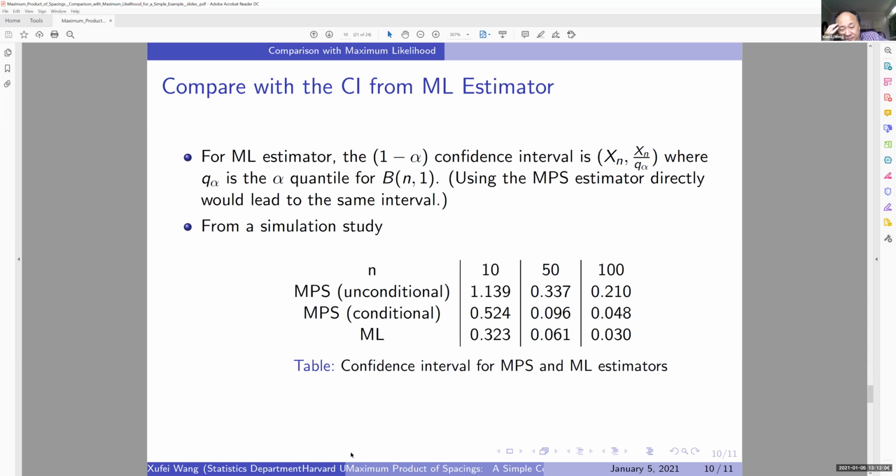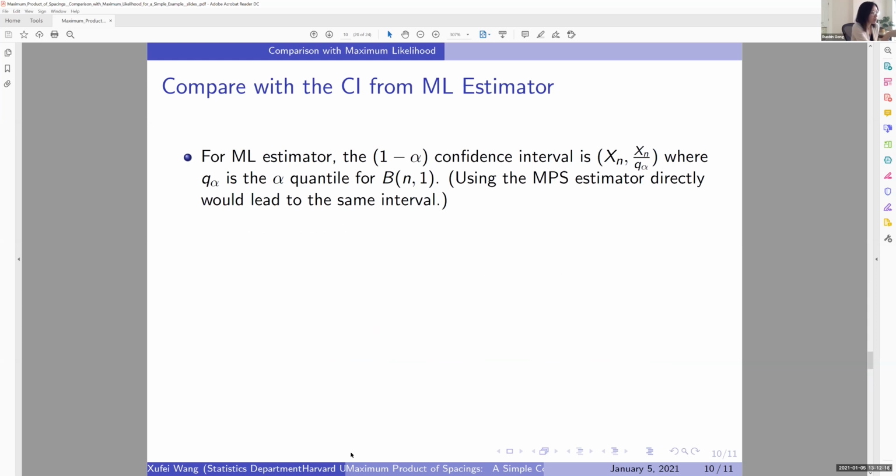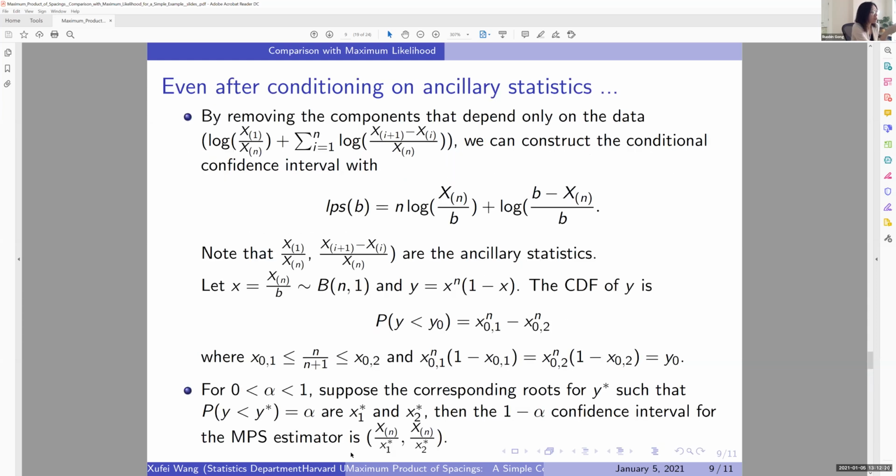So can I ask a question? Sure. This is probably a stupid question. When you say you were conditioning on the data, I think it's the previous slide. Did you remove those bits that do not involve B, or did you set them to the value as they were observed? Okay, go back to the slide.